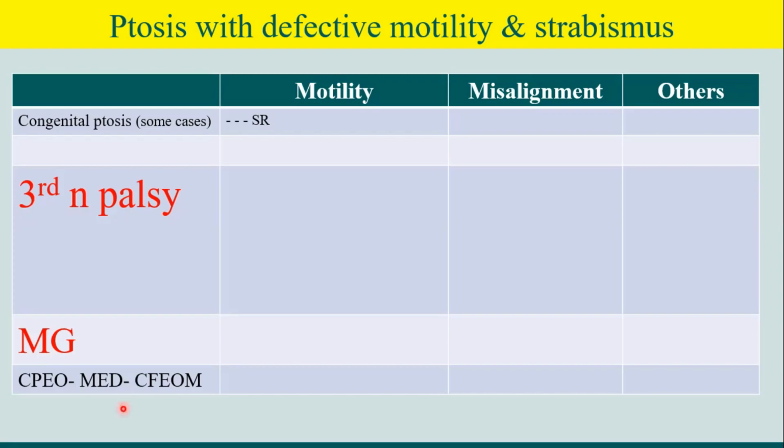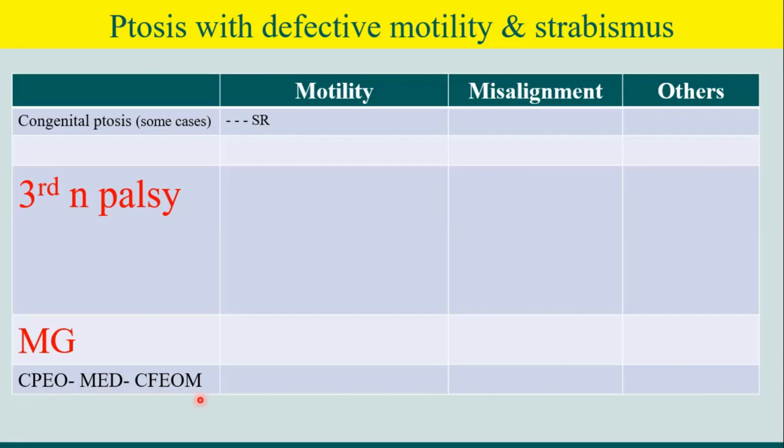If we are trying to fill in the gap, like what is the misalignment in myasthenia gravis, you can say anything. If you are looking for more advanced information, you have to check some disorders. So can someone tell me the name for each abbreviation, the first one, second one, and third one? Chronic progressive external ophthalmoplegia, monocular elevation deficiency, and congenital fibrosis of the external ocular muscles.